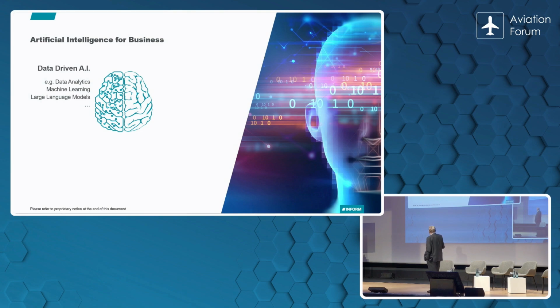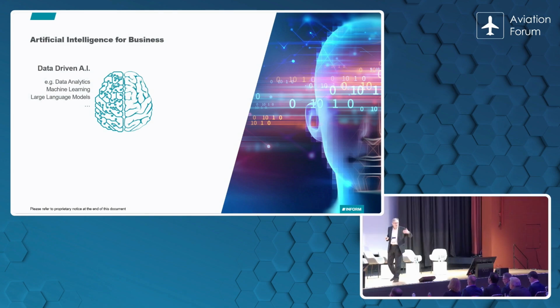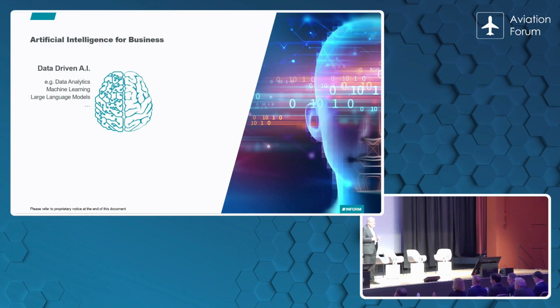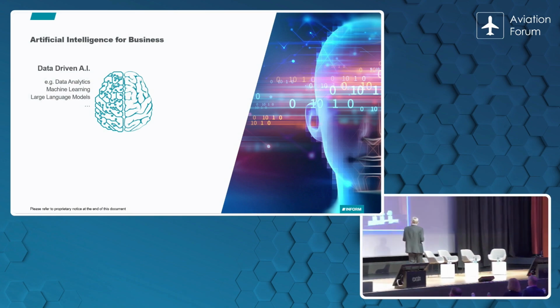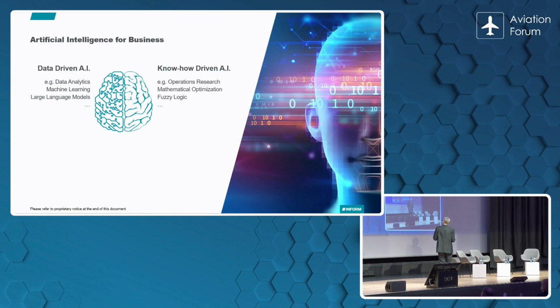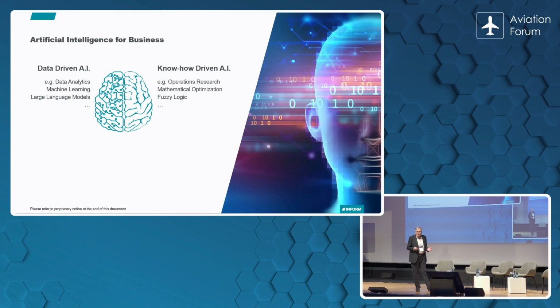That's machine learning, that's basically AI which relies on data, on examining data, and then applying neural networks and certain other technologies in order to come up with good solutions for stated problems. But in addition to that, there is what we call know-how-driven AI, and this is traditional operations research, mathematical optimization, fuzzy logic, where you can state problems in a different manner.